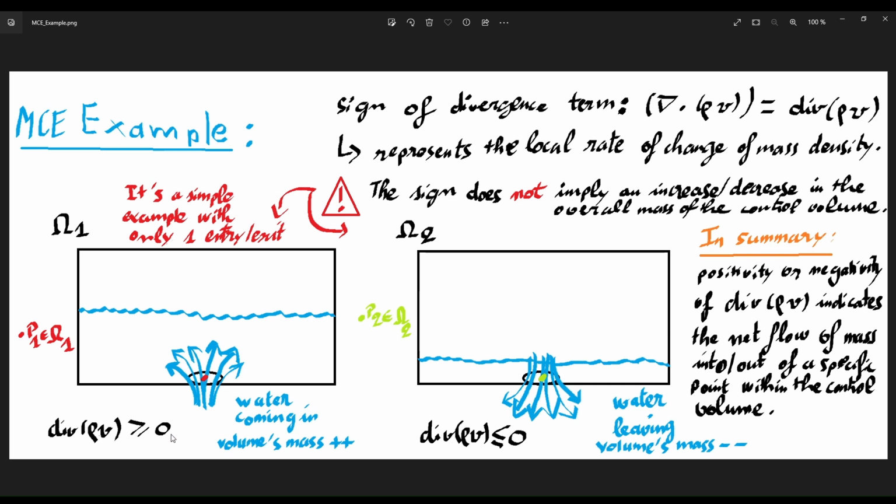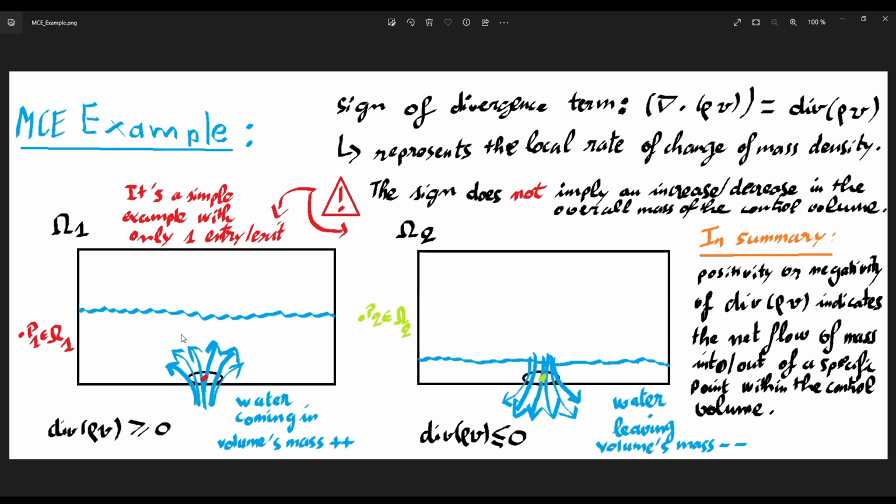Let's have 2 points. P1 in omega 1, P2 in omega 2. In omega 1, divergence of V is positive, whereas in omega 2, divergence of V is negative. The sign of the divergence term, gradient applied to V, in the mass conservation equation does not imply an increase or decrease in the real mass of the control volume. Instead, it represents the local rate of change of mass density.